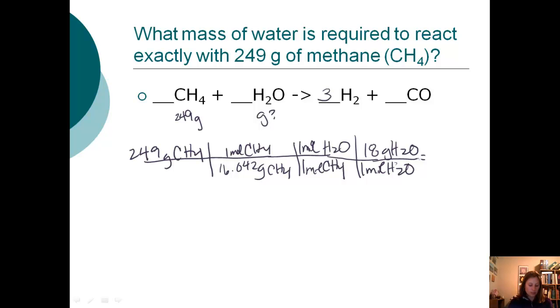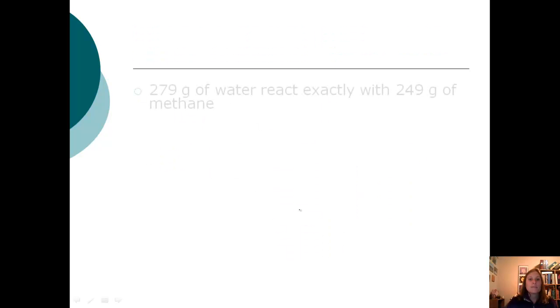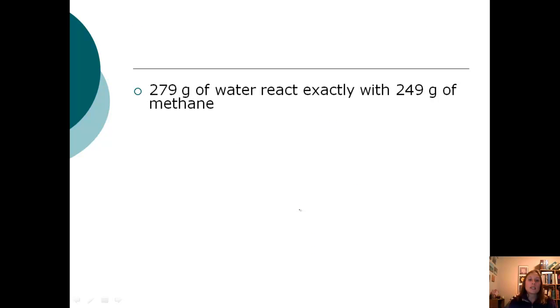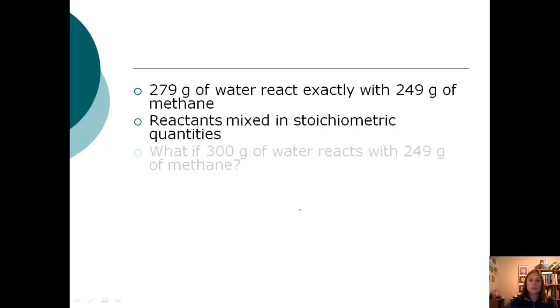So if we calculate, we take our 249 divided by 16.042. 1 to 1, we don't need to do anything there, and then times 18. So we get 279.39 grams of water. If we stick with significant figures, it's just 279. Okay, so we know that 279 grams of water will react exactly with 249 grams of methane. That would be considered a stoichiometric mixture. Nothing's left over.